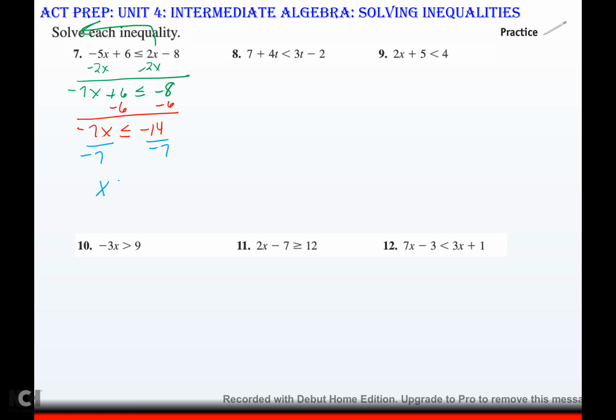And I get x greater than, it will flip because I'm dividing by a negative. Negative 14 divided by negative 7 is positive 2. So I can include 2 in my solutions and anything bigger.